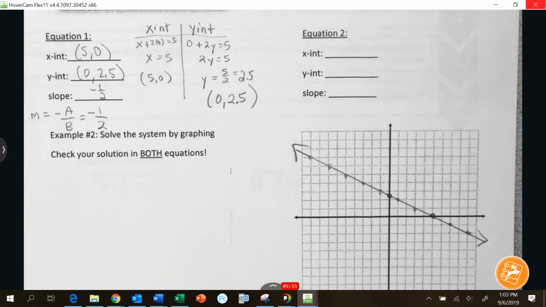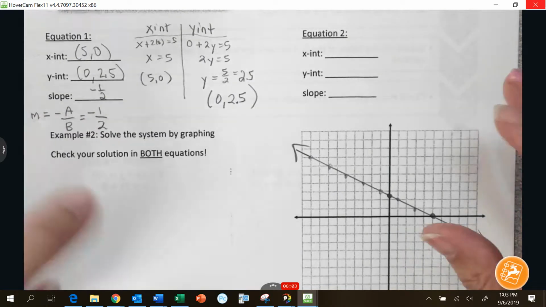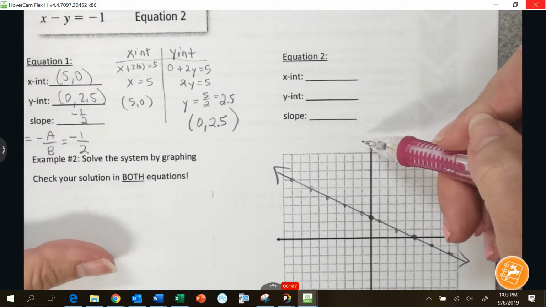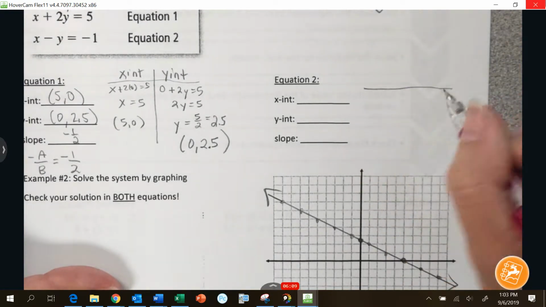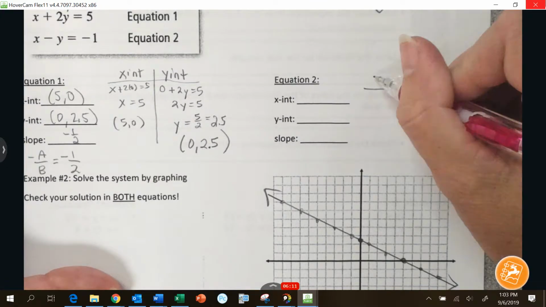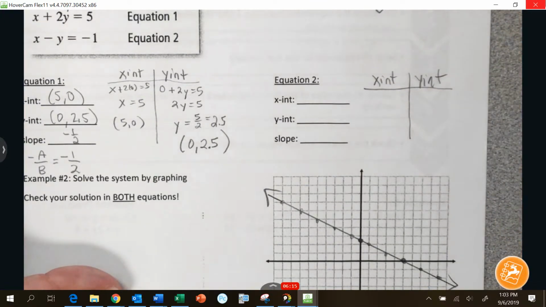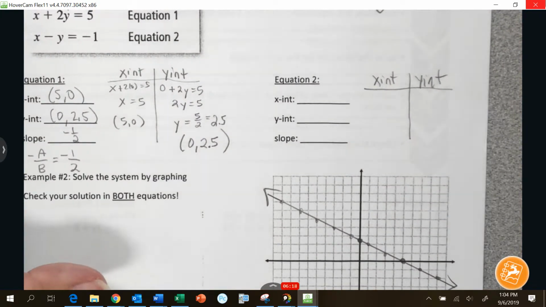So now we're going to do this same stuff for equation 2. So you've practiced, if it's in standard form, we've already practiced the y equals mx plus b form. If it's in standard form, finding the x-intercept, y-intercept, and slope. So we're using equation 2.